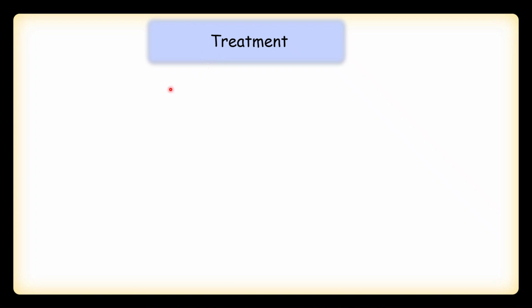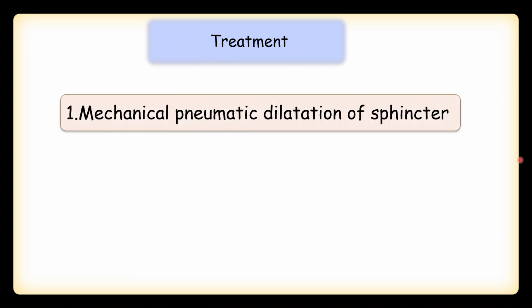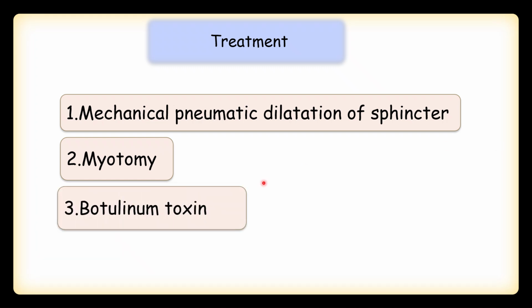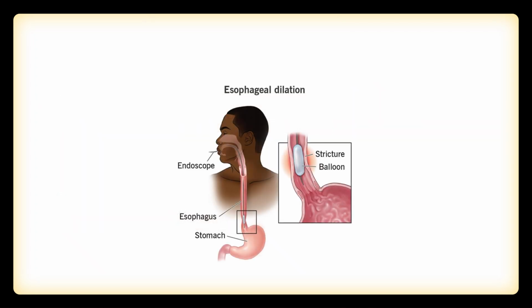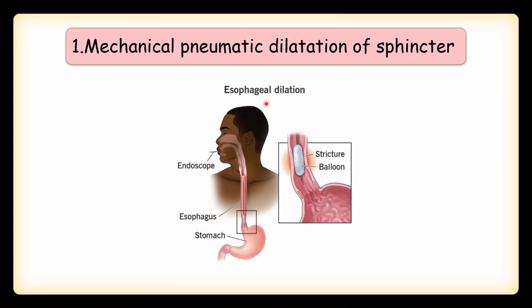Once we have diagnosed achalasia cardia, the treatment includes: first, mechanical pneumatic dilatation of the sphincter; second, myotomy; and third, botulinum toxin. First we will see the mechanical pneumatic dilatation of the sphincter. If you see here, in the lower part of the esophagus, they will introduce a balloon, and through air they will dilate the sphincter. This is one procedure to dilate the lower esophageal sphincter.